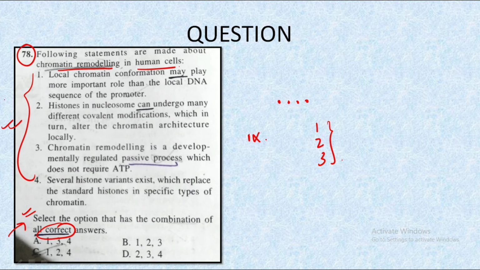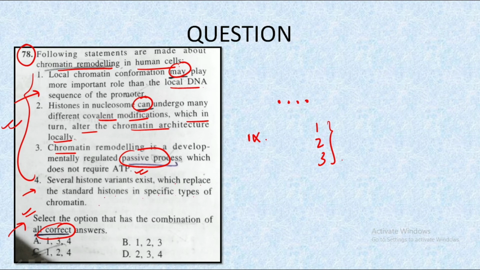The first option says that the local chromatin conformation may play a more important role than the local DNA sequence of the promoter. The second says the histones in the nucleosome can undergo many different covalent modifications, which in turn alter the chromatin structure locally. The third option says that chromatin remodeling is a developmentally regulated passive process which does not require ATP. And the last option says that several histone variants exist which replace the standard histone in a specific type of chromatin.